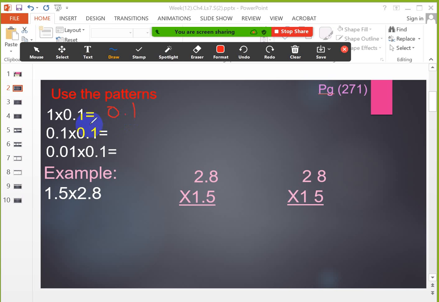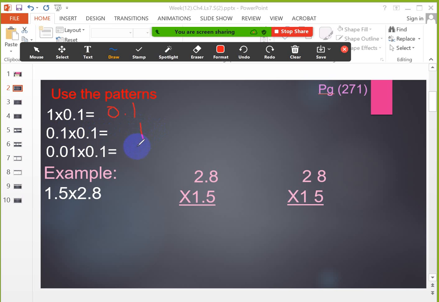Now, what about this one? 0.1 multiply 0.1. Hi, Ghazlan. So, first thing, you remember I told you, you have to multiply the numbers without any decimal point, like there is no decimal point. So I will multiply 1 by 1 equals 1 also.